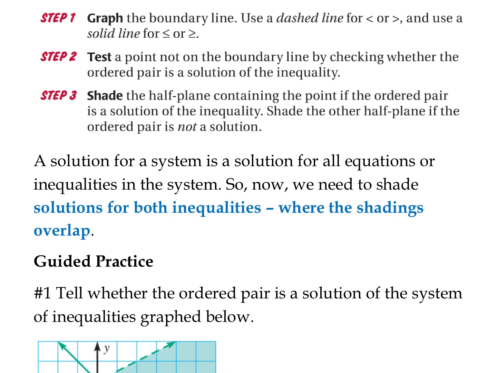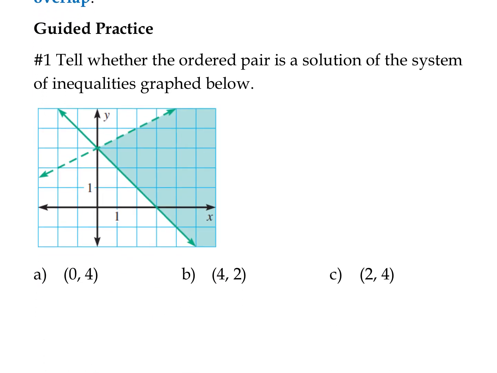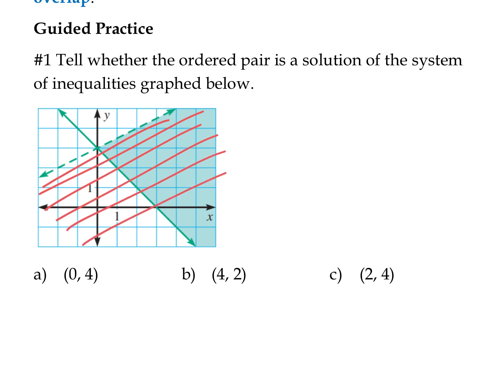All right, let's see what that might look like here by determining if a point is a solution for this system. So we see that we've got two inequalities graphed here. One's a dashed line, one's a solid line. And for this dashed line, right, we're shading this side of the line. So really, the shading for that first graph would be all of this, right? All of this here, right? That would all be shaded for that dashed line.